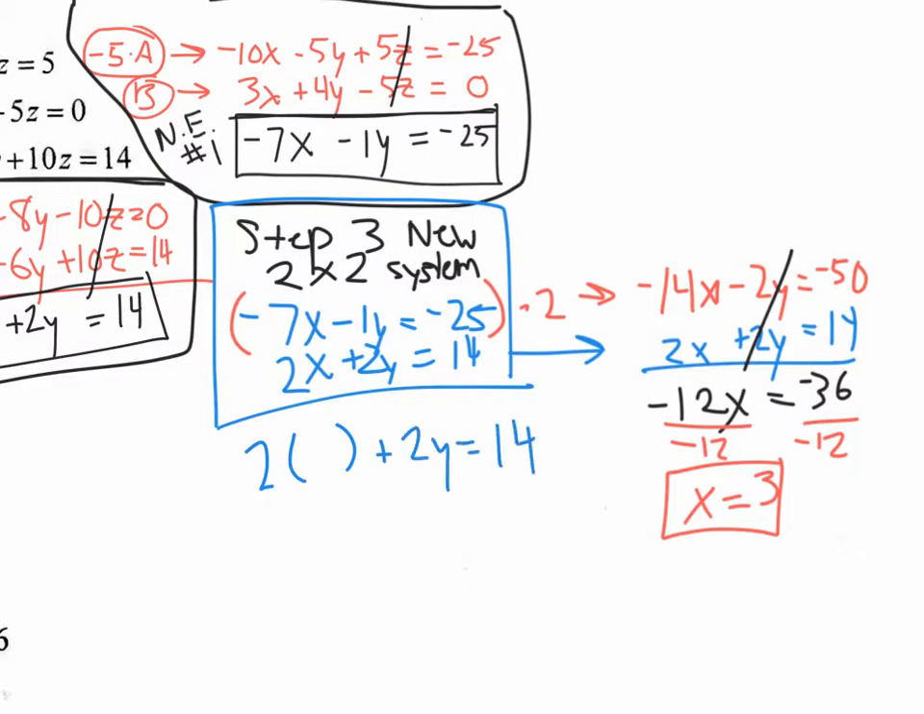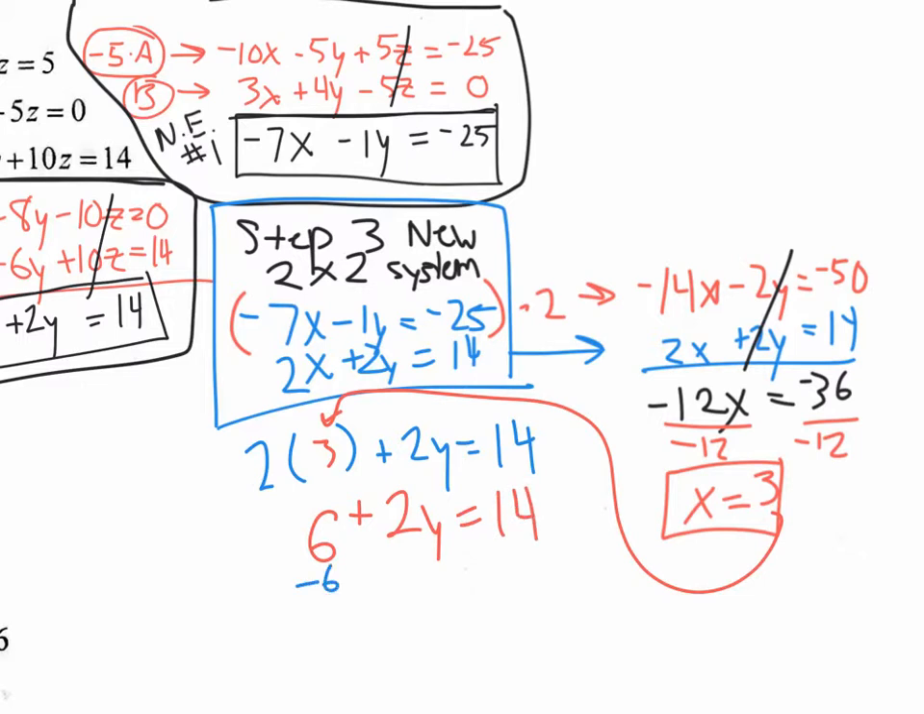You could have done the top if you want, it doesn't really matter. I'm going to plug in that x value of 3. I took the 3 and plugged it in right there. So I have 6 plus 2y equals 14. Let's solve this. You're going to subtract 6 on both sides and end up with 2y equals 8, which means that y equals 4. I hope everybody's with me.